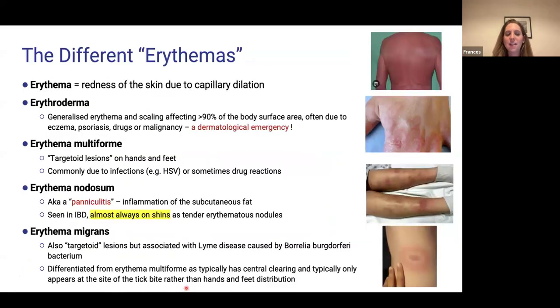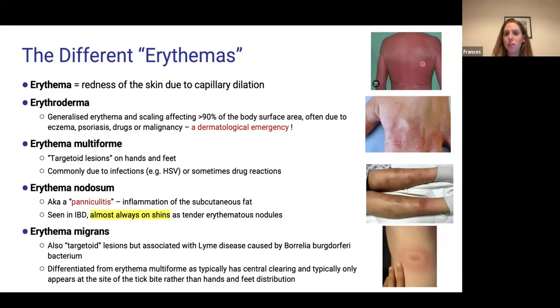And then obviously, I think the term erythema gets thrown around a lot. There are a lot of different dermatological conditions that use this in the name because redness of the skin is very, very common. If we talk about erythema as a standalone term, that's just talking about the skin being a bit more red because you have capillary dilation. If we talk about something like erythroderma, this is when we have erythema, but it's very generalized and you get scaling, and now you're affecting more than 90% of the body surface area. This is often due to one of these underlying conditions that we've spoken about: eczema, psoriasis, drugs, malignancy, and this is a dermatological emergency.